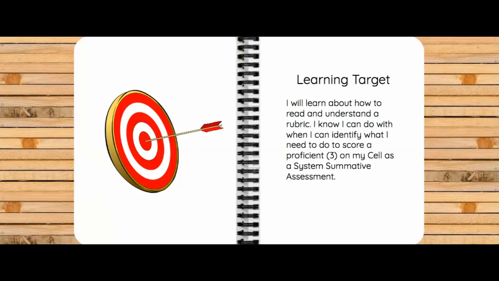So let's move on to our learning target. The learning target for this lesson is I will understand how to read and understand a rubric. I will learn how to read and understand a rubric. I know I can do this when I can identify what I need to do to score a proficient, that's a 3, on your cells as a system summative assessment. All right, and that's what we're going to work through in this lesson.